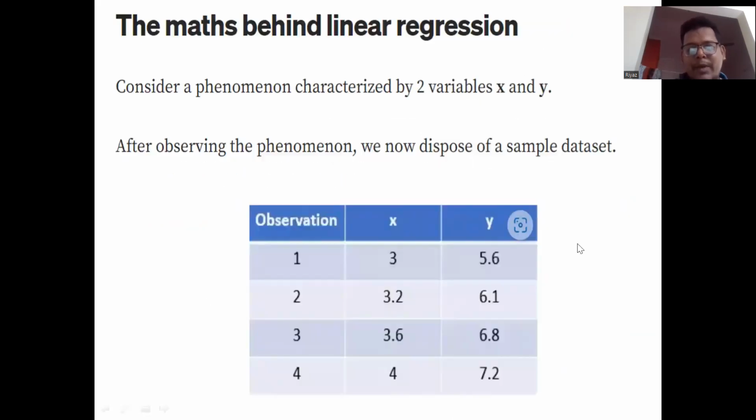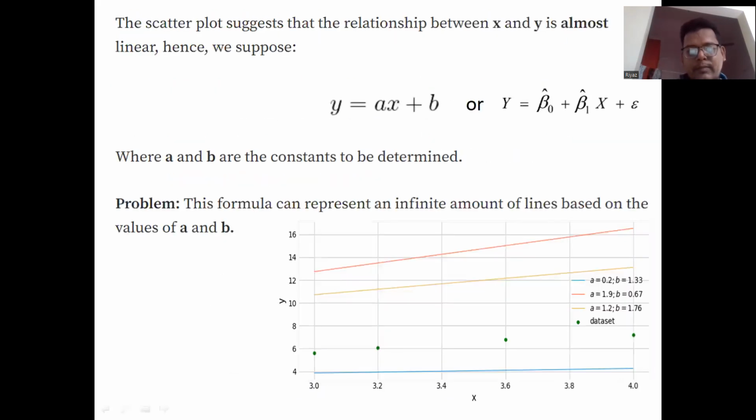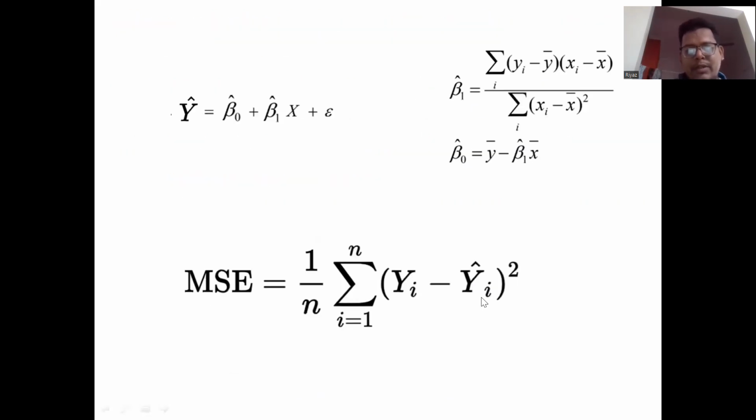When I predicted y, I should subtract this 5.6 from the predicted value, 6.1 from the predicted value, 6.8 from the predicted value, 7.8 from the predicted value. That is nothing but a loss function. In this way, we calculate the error. And if I want to find the mean of all errors, then I have to take the mean squared error.